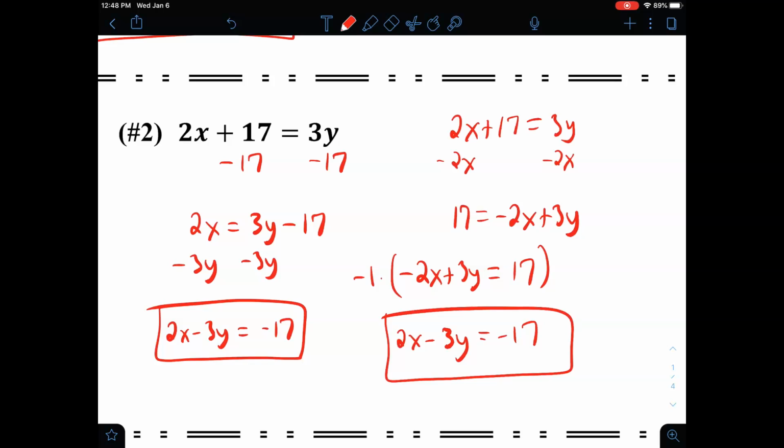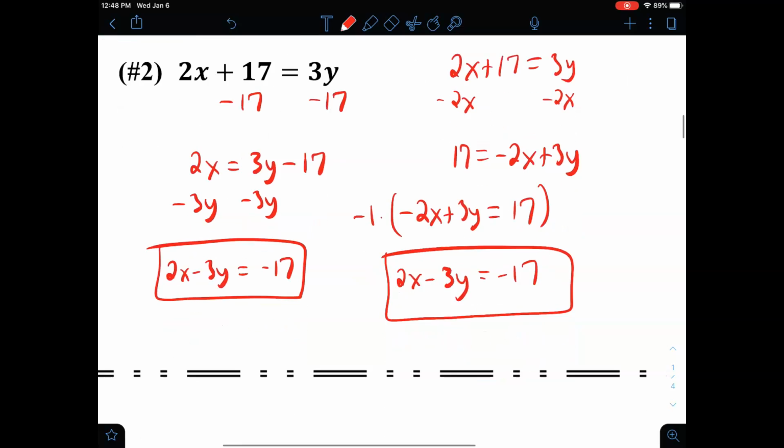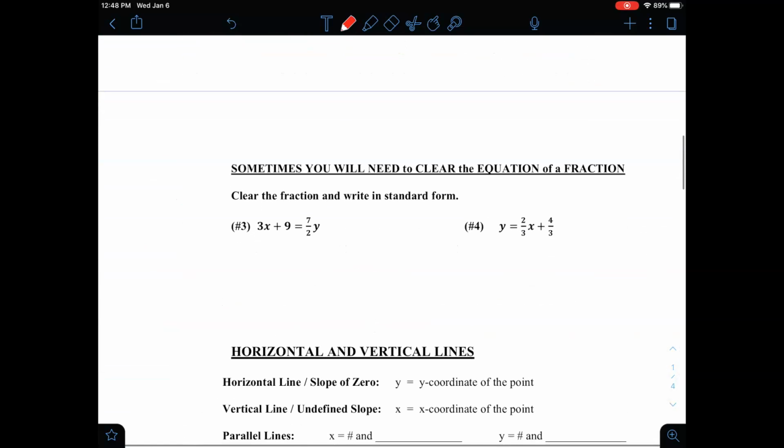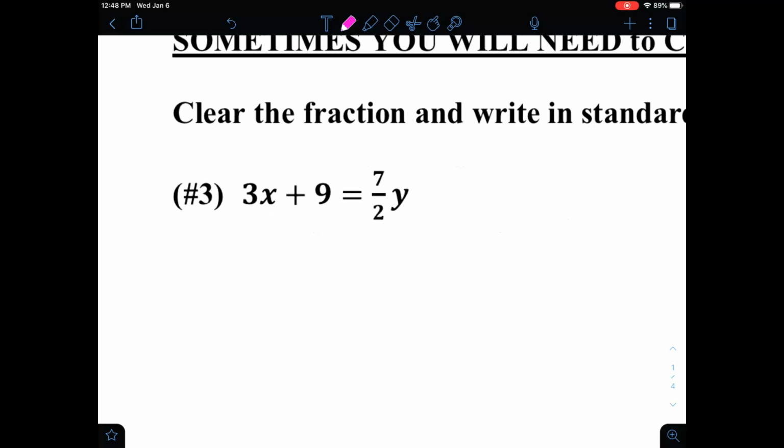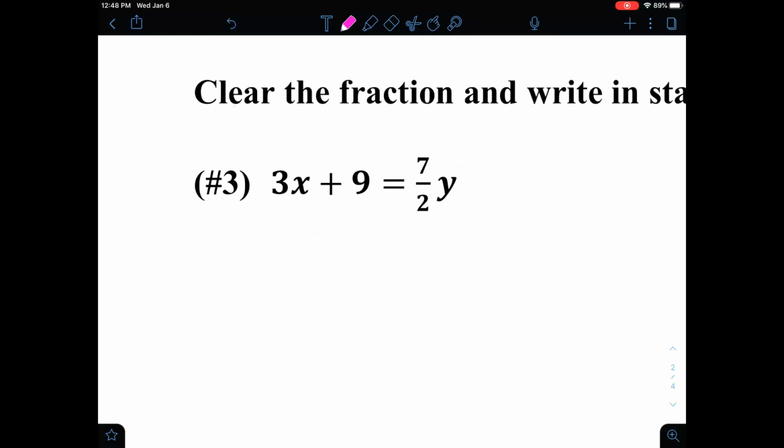All right. Moving along here. It says on the next page, sometimes you will need to clear the equation of a fraction. It says clear the fraction and write in standard form. So the first one we have here is 3x plus 9 equals 7 halves y. So this is called fraction busting.